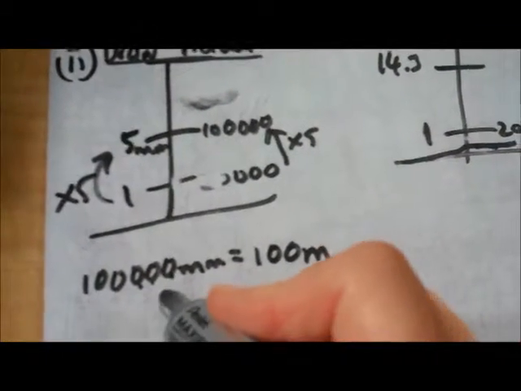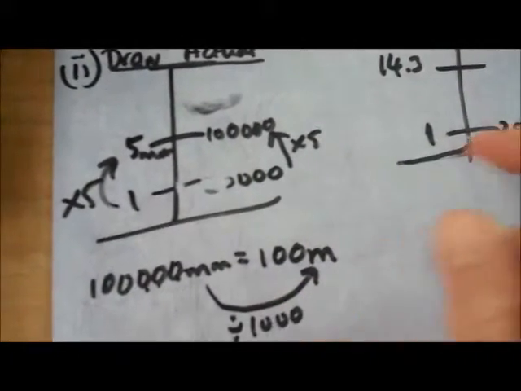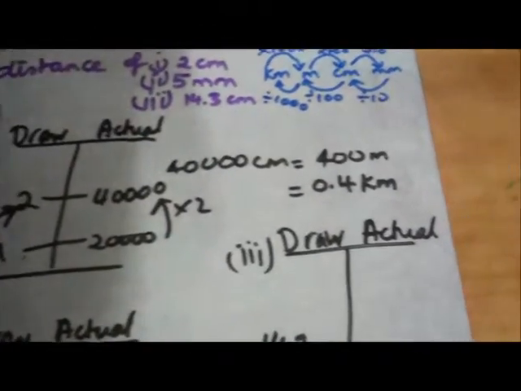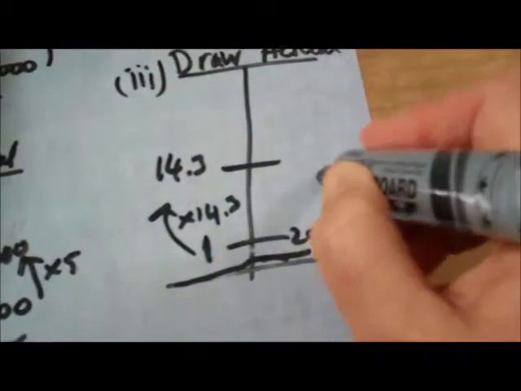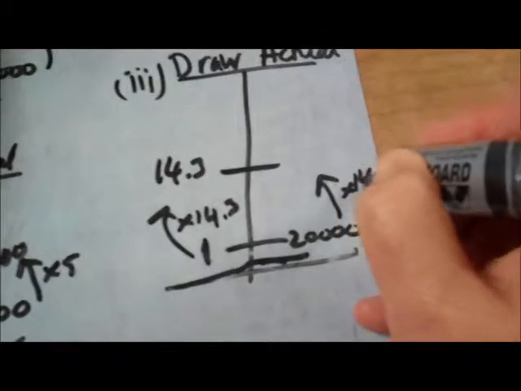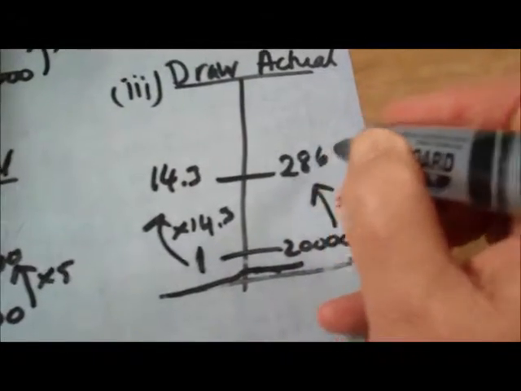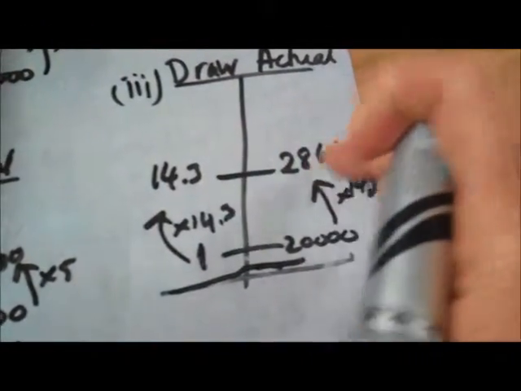All I've done is just divide by 1,000 to go from millimeters to meters. Okay. The last one was 14.3 centimeters. So let's have a look at that. So all I'm doing is multiplying by 14.3. So here times by 14.3, and I would get 286,000. If I doubled 14.3, I'd get 28.6.